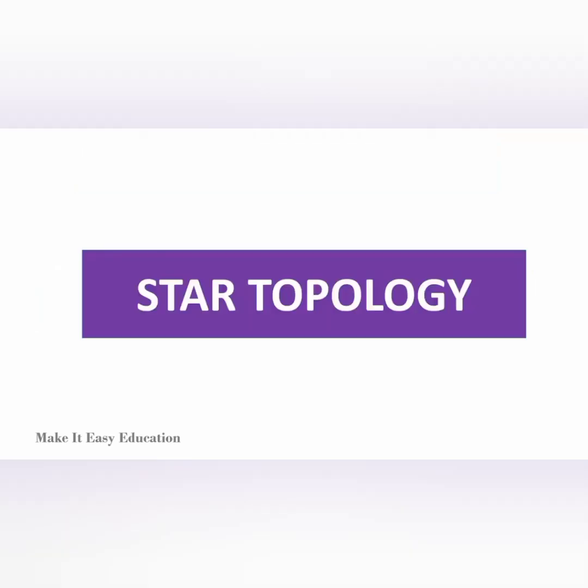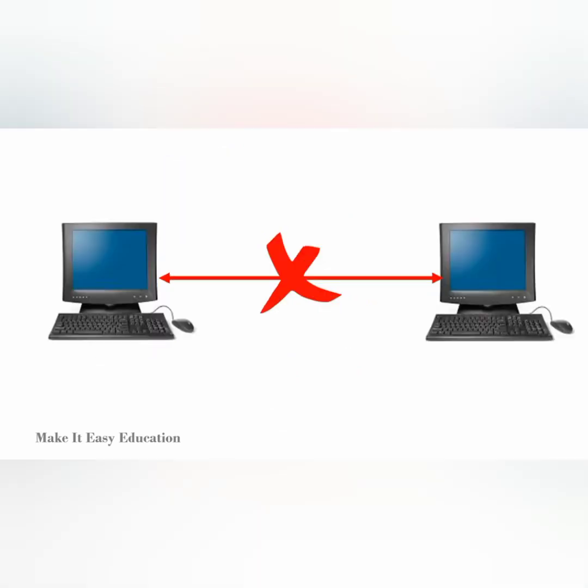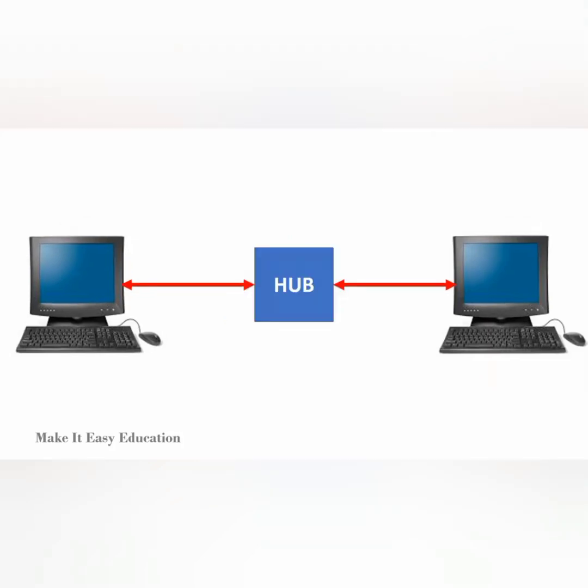Star topology. In star topology, each device in the network is connected to a central device called hub. The devices can't communicate directly. They can communicate with other devices through the hub.